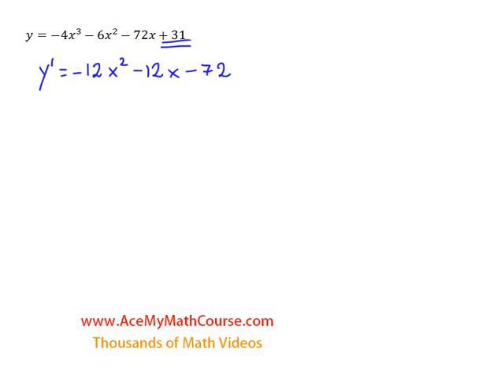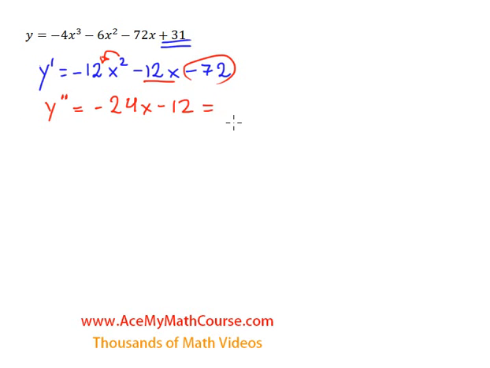Great. And now I will take the second derivative, because we're concerned with concavity today. So bring down the 2. So I get negative 24x. And over here, I just obtain negative 12. And the derivative of negative 72 is just 0, because that's a constant.